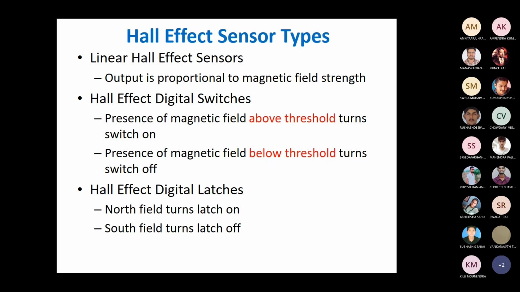Hall effect sensor types: what are the different types? In the presence of a magnetic field, the Hall effect sensor output is proportional to the magnetic field strength. If your magnetic field strength increases, the output EMF automatically increases. Hall effect digital switches have important features: a magnetic field above the threshold turns the voltage on, and a magnetic field below the threshold turns it off, just like a Schmitt trigger. There are also maximum and minimum current ratings; below that rating, it will not work.